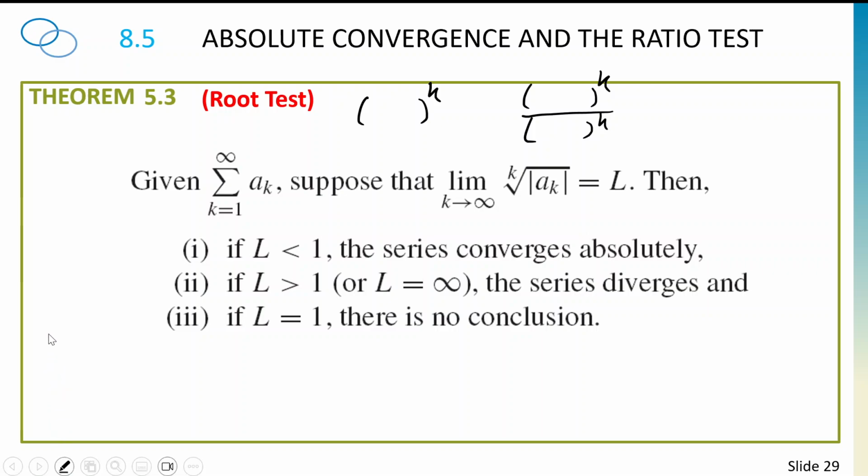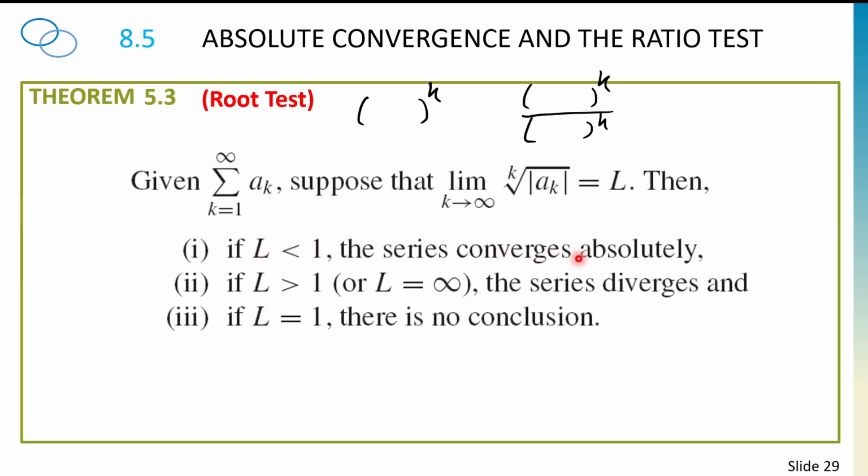And what does the root test say? If you take the kth root, remember I take the kth root to cancel the power. So power k, how do I cancel it? With the kth root. So if I take the kth root with the absolute value, remember all of these tests use the absolute value, the kth root of the absolute value of a_k, if it exists and equals L, we have the same 3 cases that we had with the ratio test.